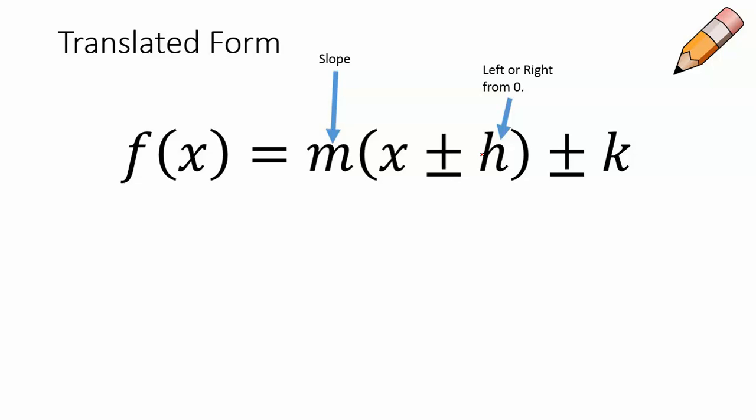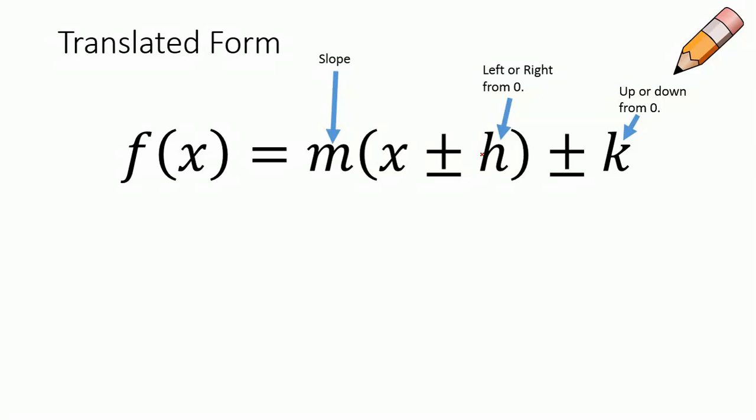And then the h tells us, did you move left or right from 0? That means the x value of the ordered pair you're given, or that point, tells you if I would move to the left or to the right. The k tells us, did you move up or down with your y value?